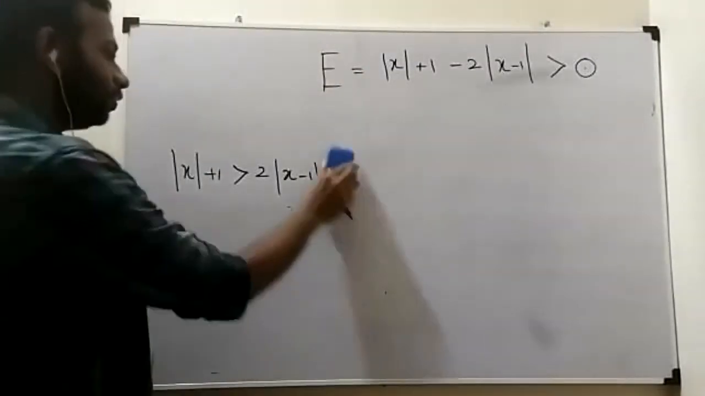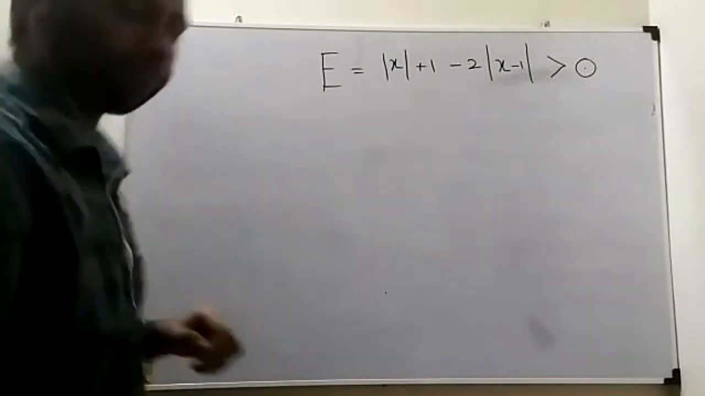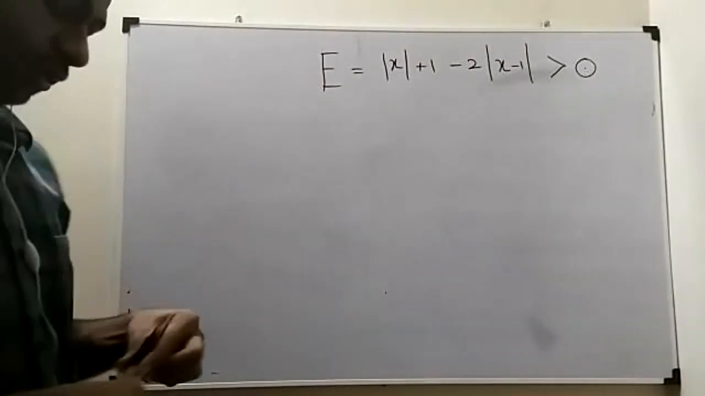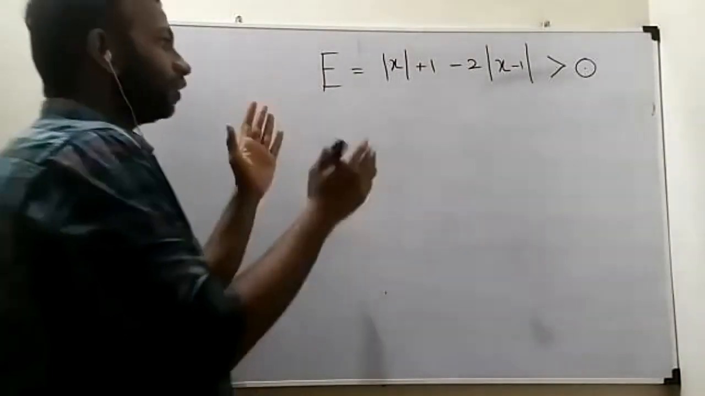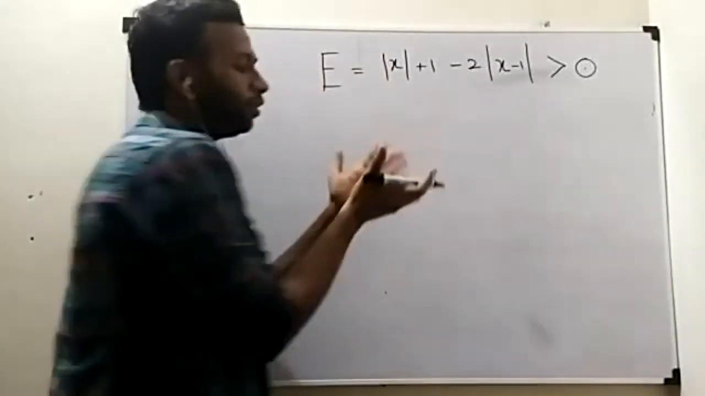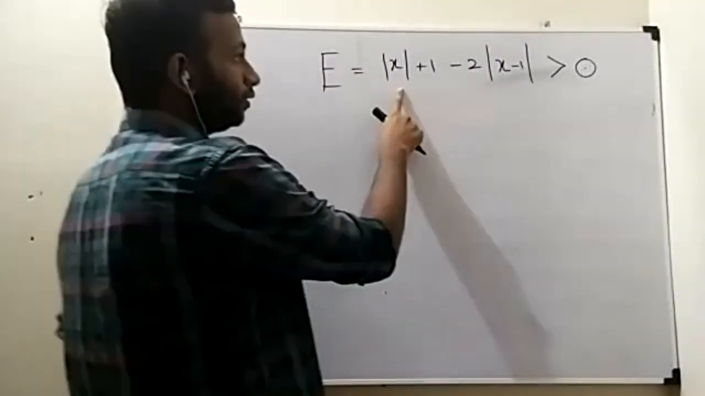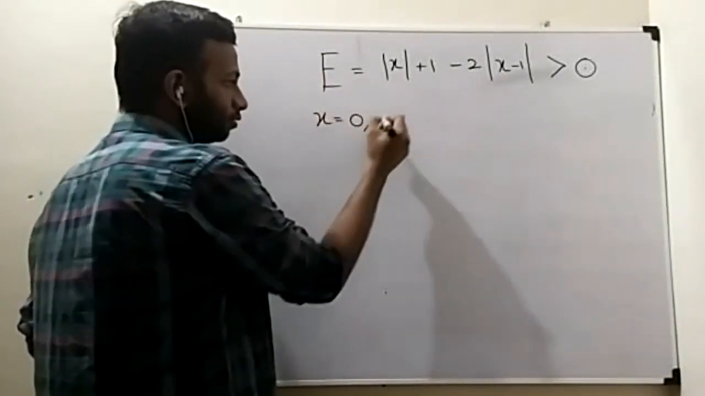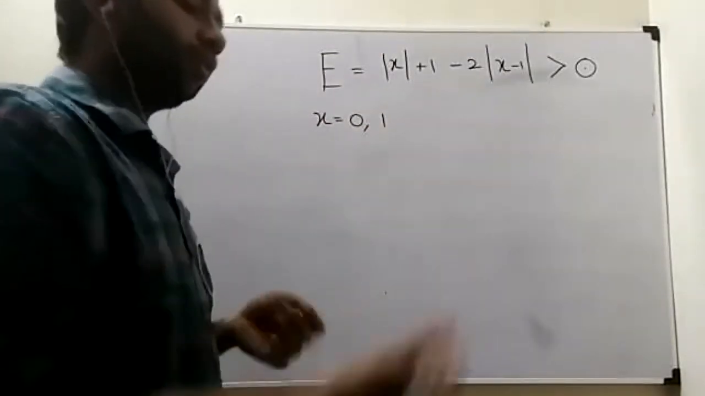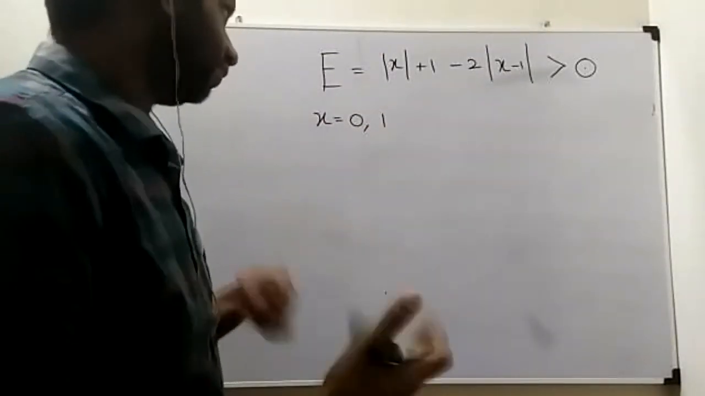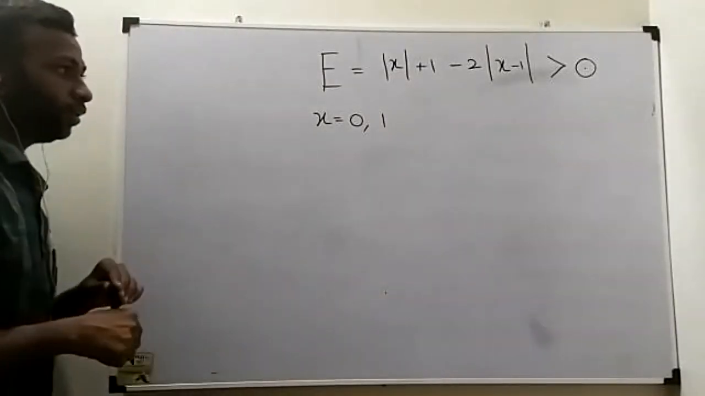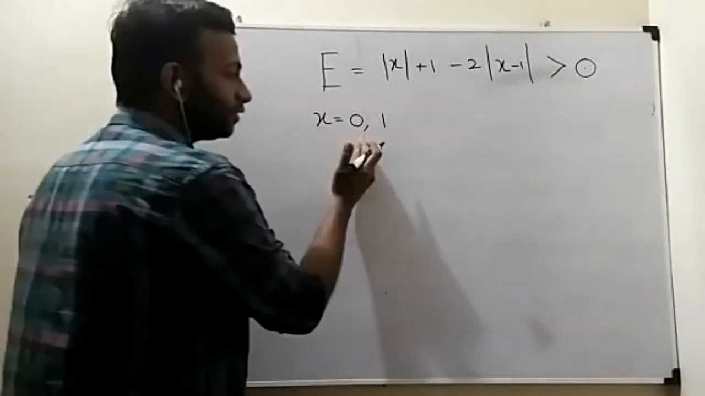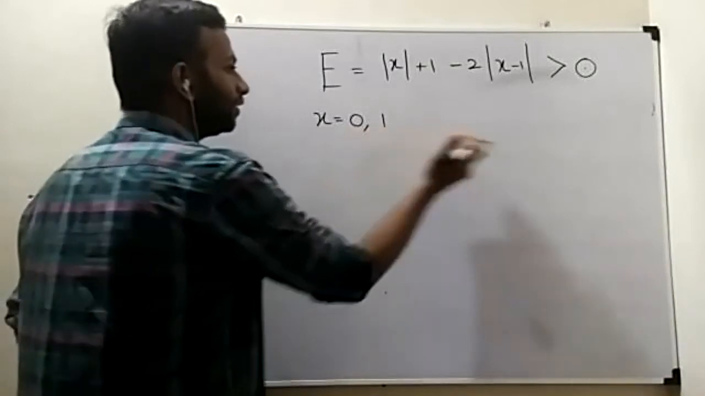So what we need to do is find the values of x where this equation gets satisfied. First of all, the same thing as we did before: take all the modulus signs and equate what is inside to 0. So here x is equal to 0, here x is equal to 1. And then write them in ascending order, the smallest first, the next one next. Then we consider the cases when x is less than 0, when x is greater than 0 but less than 1, and when x is greater than 1. So these are the cases.